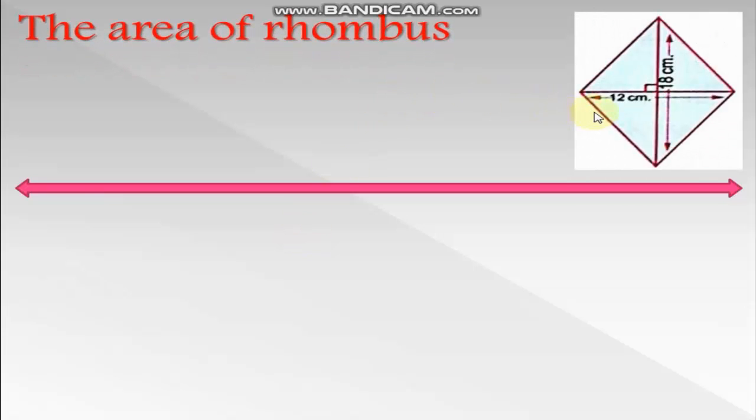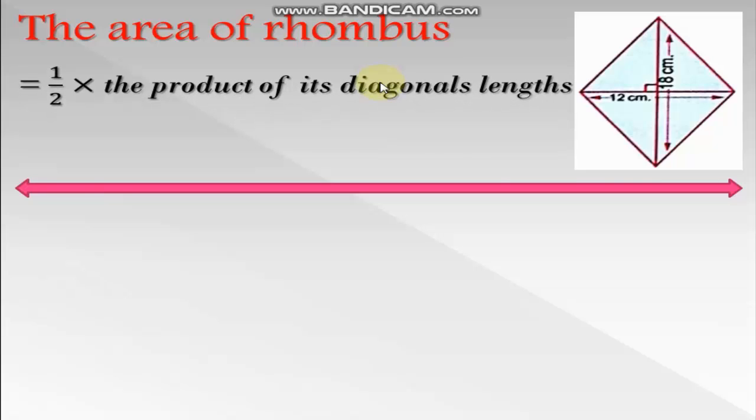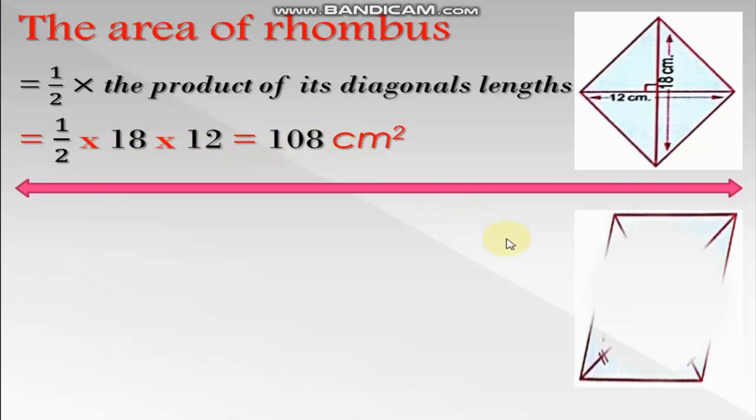The area of this rhombus, we know that here the two diagonals, one is 12 centimeters and the other one is 18 centimeters. The area of a rhombus equals half times d1 times d2. It will be half times 12 times 18. Half times 18 equals 9. 9 times 12 equals 108 centimeters square.